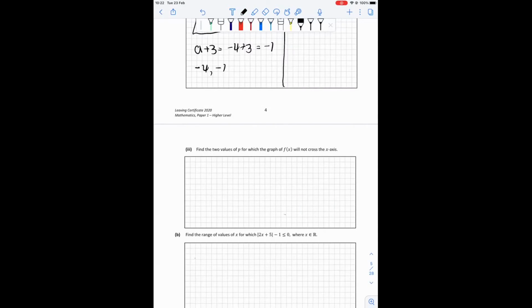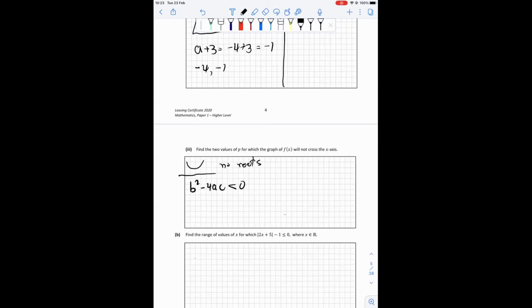Function will not cross the x-axis. The function that is given is a smiley face function because the coefficient of x squared is positive. It's just 1. Therefore, we know that in order for this not to cross, we need it to be above the line. In other words, no roots. In order for it to have no roots, the condition is b squared minus 4ac, the discriminant, that's the part under the square root of the roots, has to be smaller than 0.